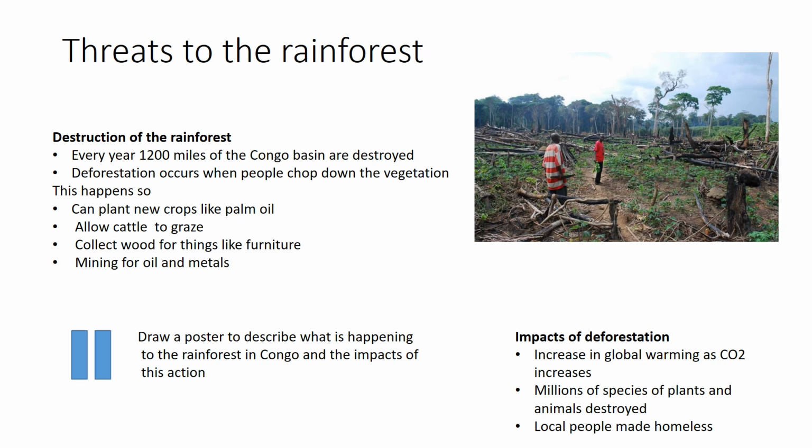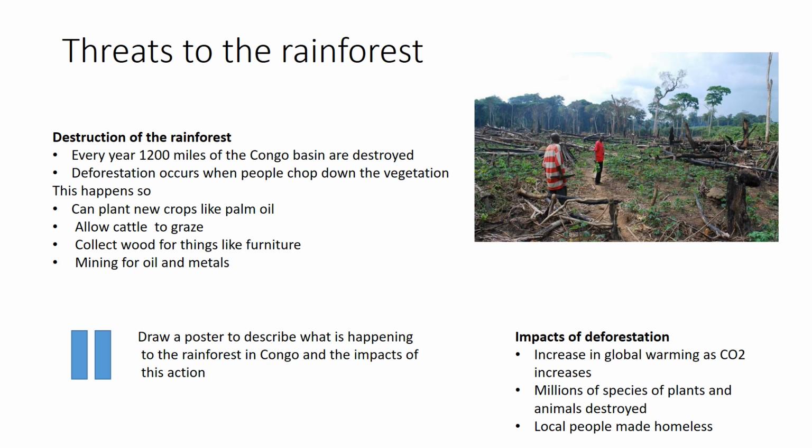To allow cattle to graze, which produces meat. To log to produce wood that can make furniture. And lastly, for mining, in particular oil, gold, diamonds and coltan, which is used to make our mobile phones.